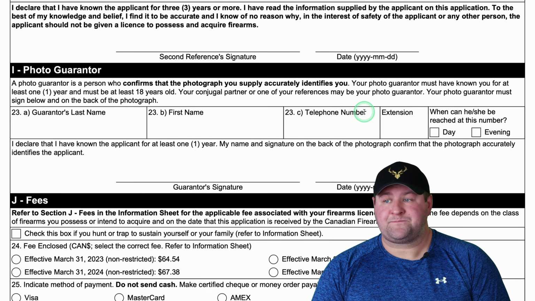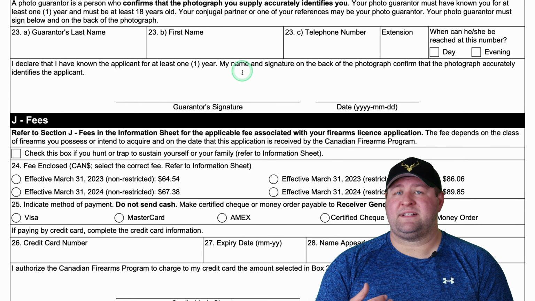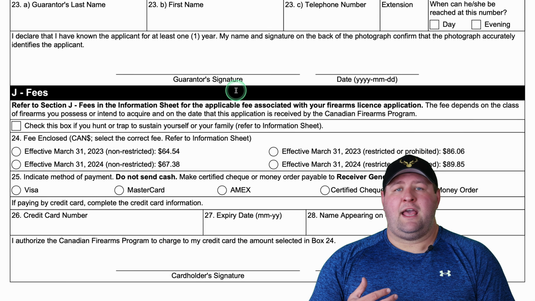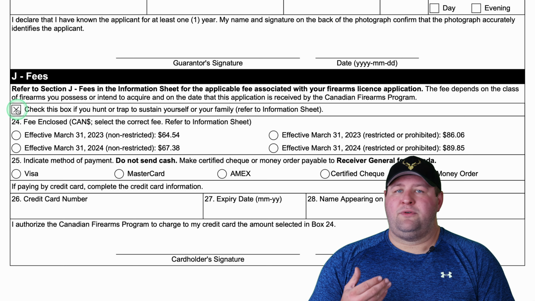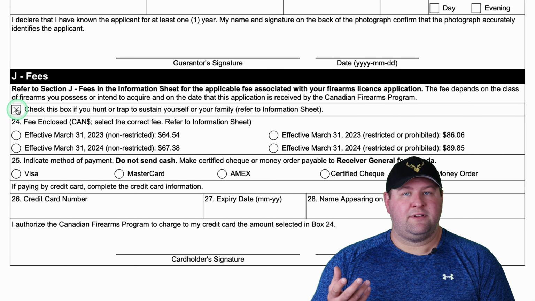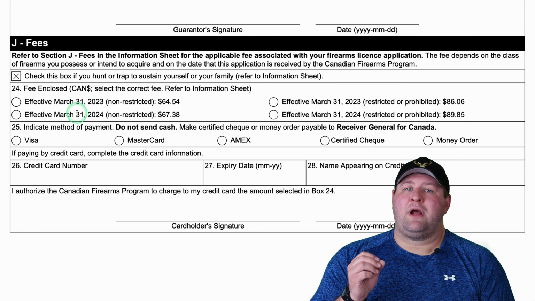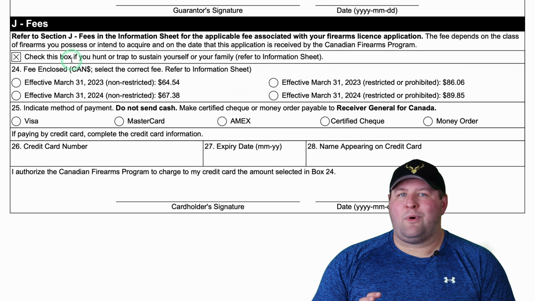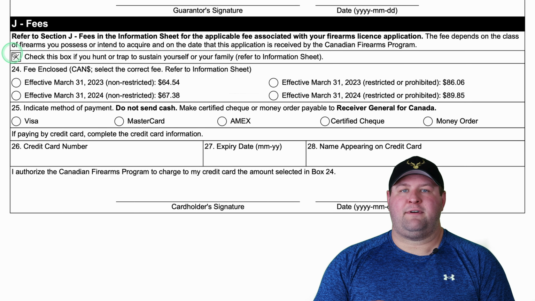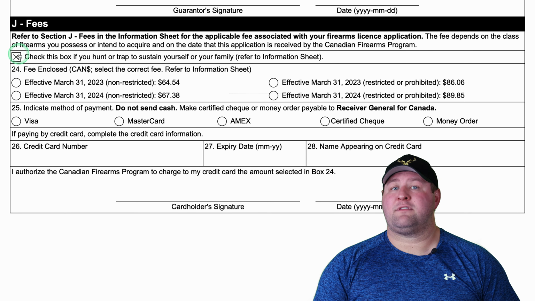Next are fees. And there's a place there where you can check that you hunt or trap to sustain yourself. And if you do, and that applies, you can have your firearms license cost waived. Now, just to let you know, you check this box, your application will be delayed probably for 1 to 2 months, and it'll be kicked back to the Chief Firearms Office of your province, and they're going to contact you and see if you actually apply for this waiver.